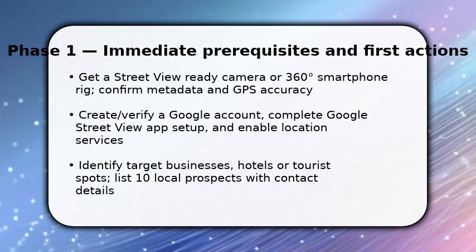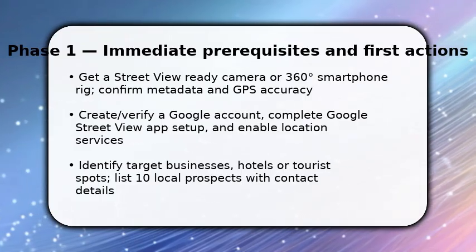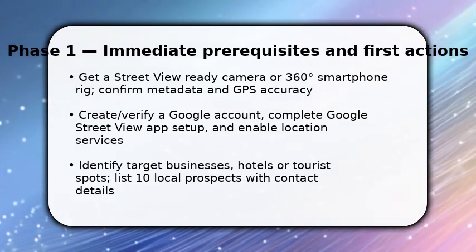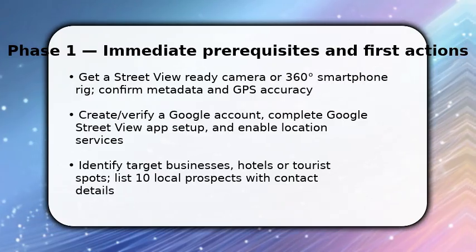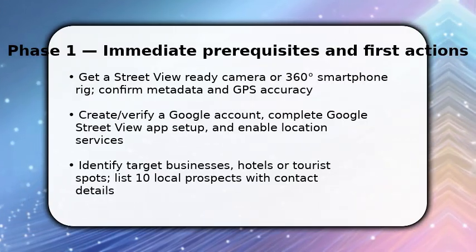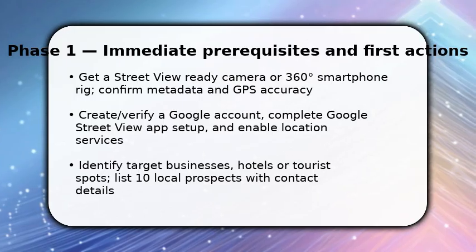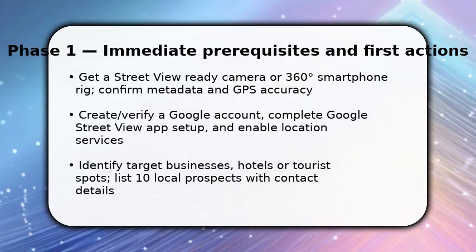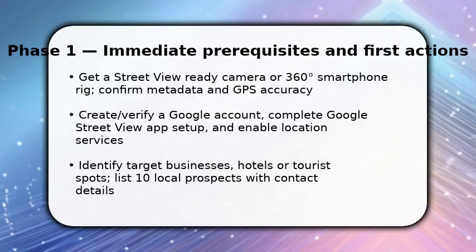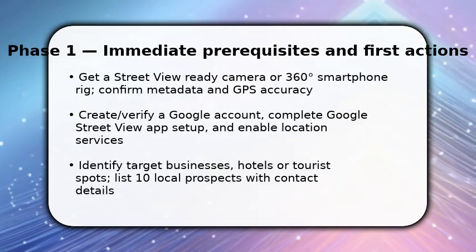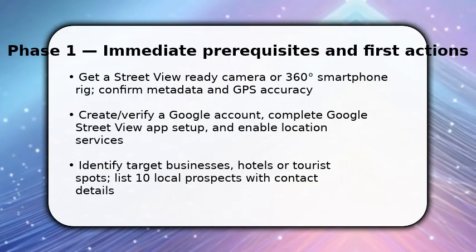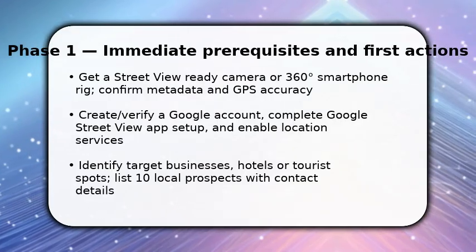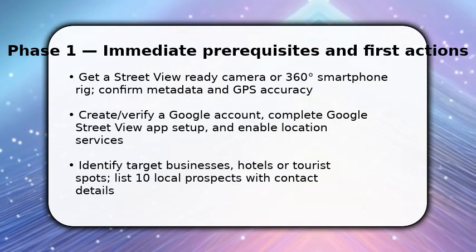You already have the essentials: a 360 degrees camera or compatible phone and a verified Google account. First, calibrate GPS and timestamps so uploads attach correctly. Once done, open the Street View app and practice one complete capture, interior pano, exterior shots, and directional passes. Make sure to collect business names, hours, and contact info while on site.